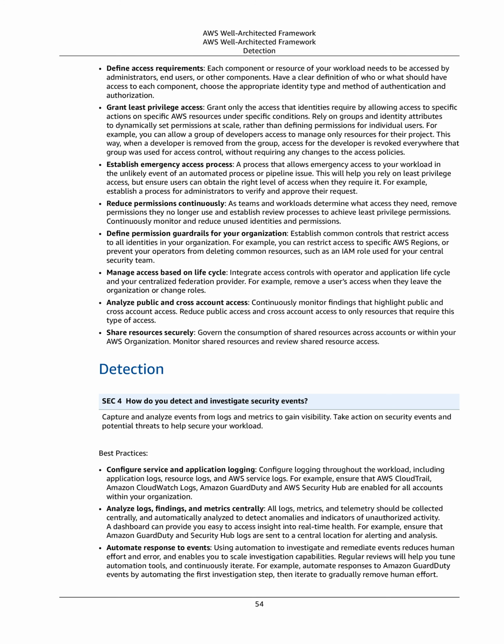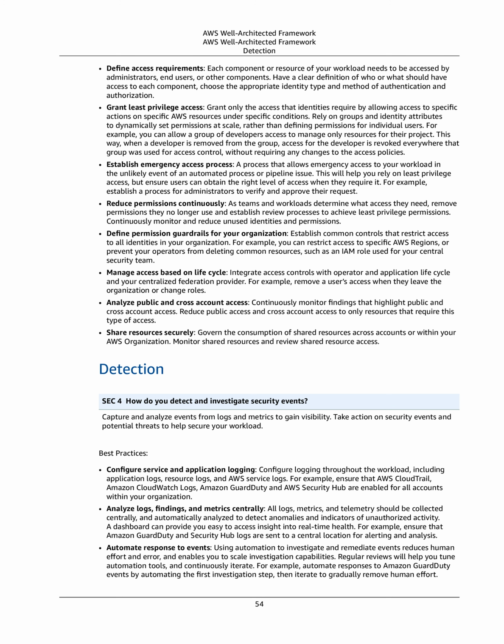Grant least privilege access. Grant only the access that identities require by allowing access to specific actions on specific AWS resources under specific conditions. Rely on groups and identity attributes to dynamically set permissions at scale, rather than defining permissions for individual users. For example, you can allow a group of developers access to manage only resources for their project. This way, when a developer is removed from the group, access for the developer is revoked everywhere that group was used for access control, without requiring any changes to the access policies.